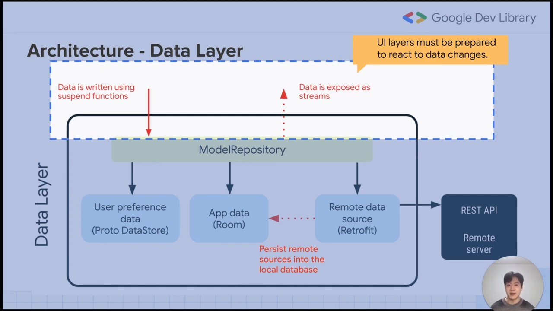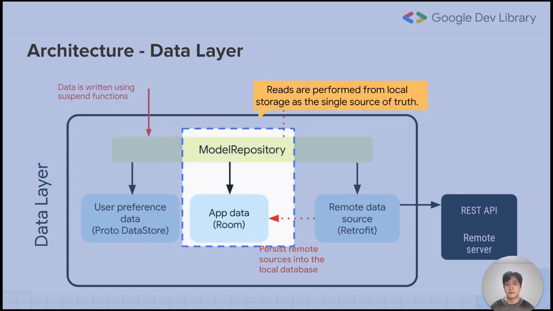And UI layers must be prepared to react to data changes from the other layers, such as domain or data layers. So that means the business data must not be changed outside of repositories, and other layers only observe the immutable data. If you look into the implementation of repositories, you can find repositories expose only local data from the database to guarantee a single source of truth. So repositories centralize all data sources in one place and synchronize application data from multiple data sources, such as remote and local data sources.